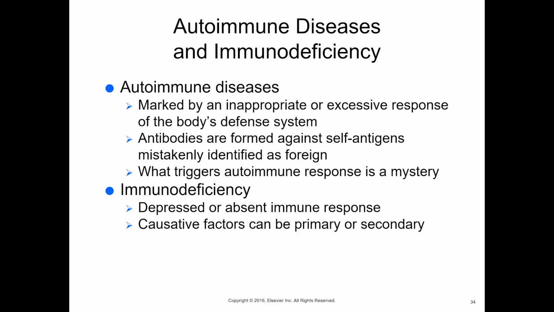But Hashimoto's thyroiditis leads to autoantibodies against thyroid peroxidase, which is an enzyme that's used in the production of thyroid hormone, right? So you're actually getting the body destroying that enzyme, which means we get a reduced level of thyroid hormone, which is the basis of hypothyroidism.